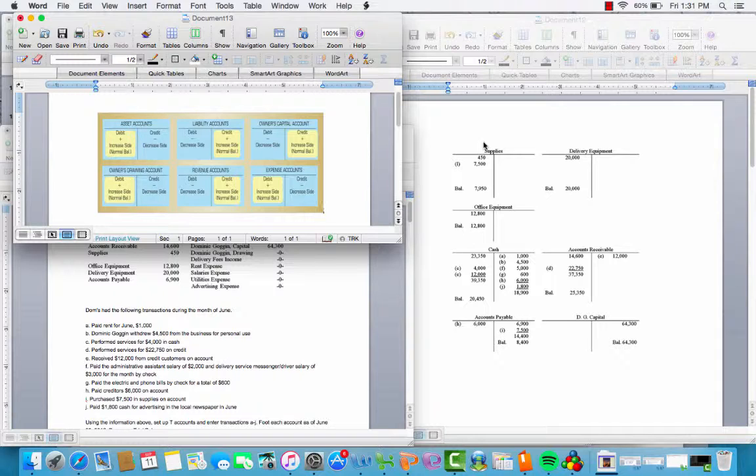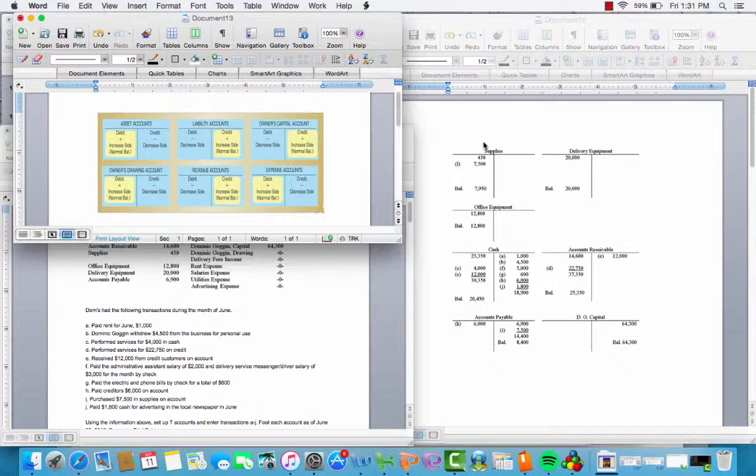So first off, before we even get into the problem, I just want to talk a little bit about why we use T accounts, what they're there for, and how it differs from what we've dealt with up to this point in the course. If you remember in chapter number 2, we looked at some transactions and we utilized the accounting equation to actually categorize those transactions.